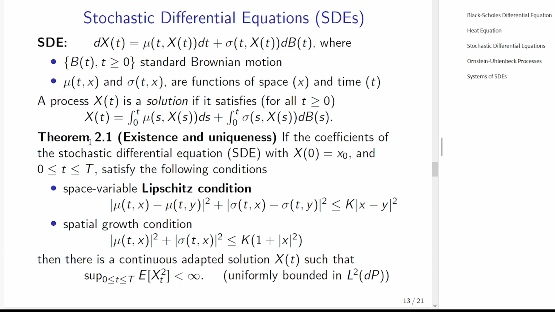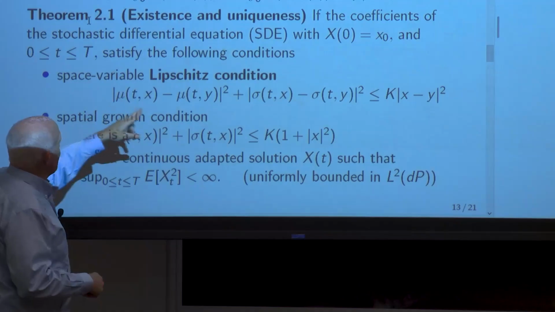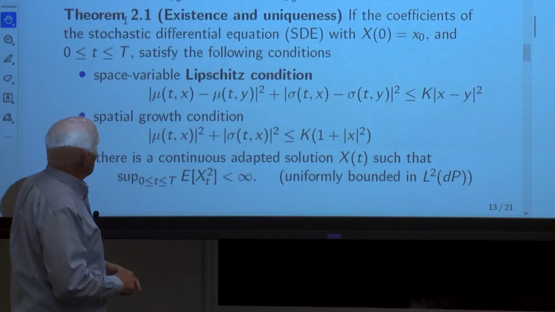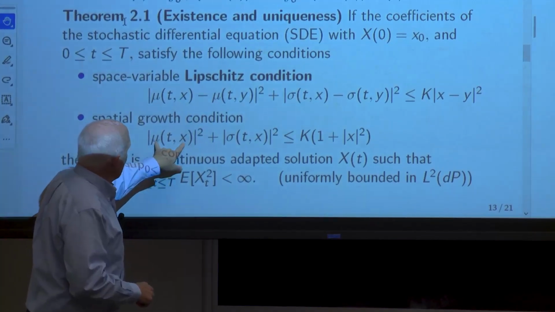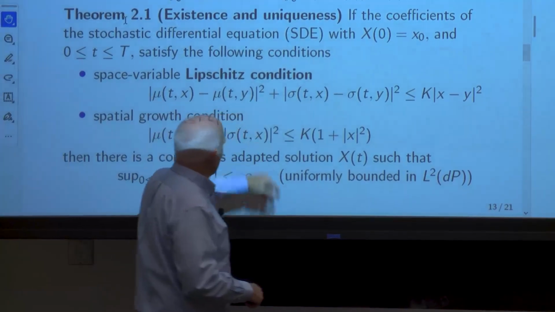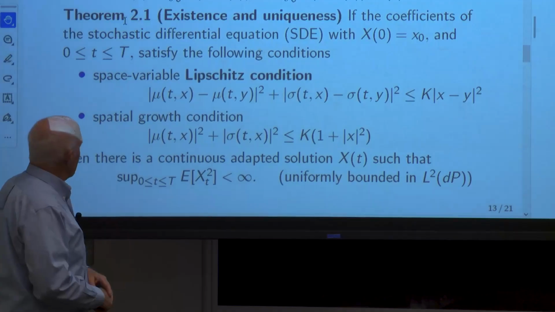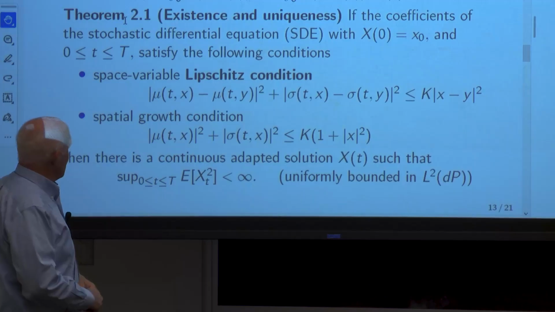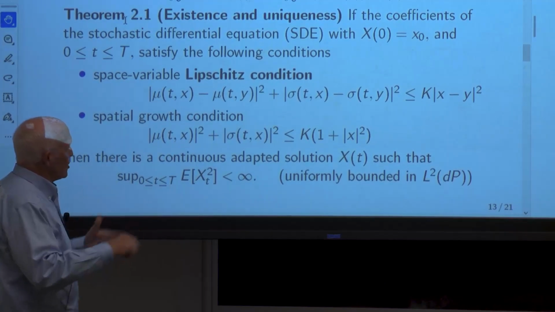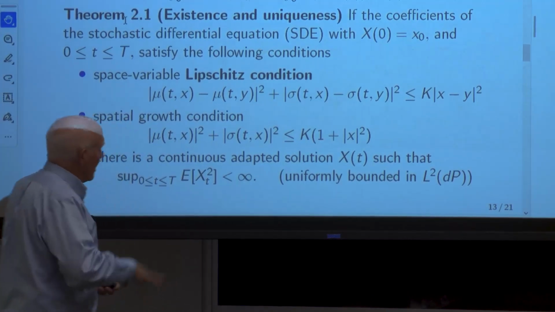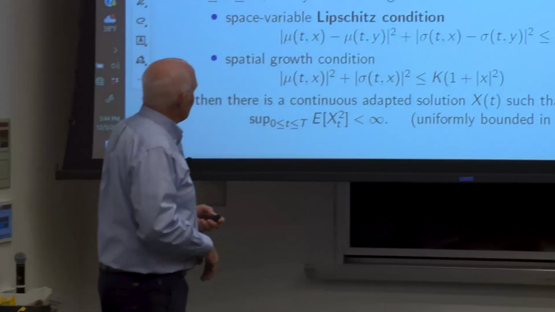So this is a sort of space-time condition. And with the spatial growth condition, we also want the magnitude of the drift term plus the magnitude of the squared volatility term to be bounded by 1 plus the square of the x values. So what we have here are conditions for the drift not getting too wild and the volatility not getting too wild in order for there to be solutions to this.